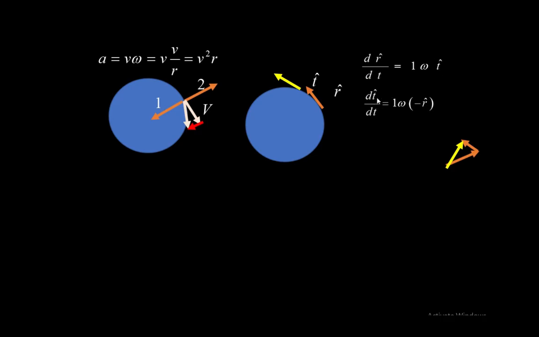Similarly, if you differentiate the t cap vector with time, its value is 1 into omega again, and now see in which direction this t cap is turning. This is the initial direction of t cap, this is the final direction of t cap. So initial direction plus change gives final. So this vector is the direction in which t cap is changing, and this vector is in fact opposite to r cap, that is towards the center. Therefore, I have written minus r cap. Okay, so we will be using this in this question.